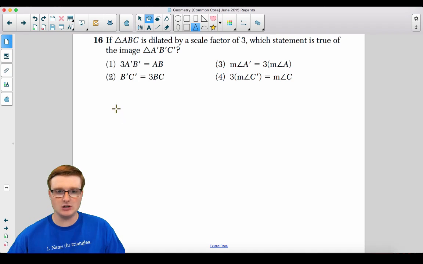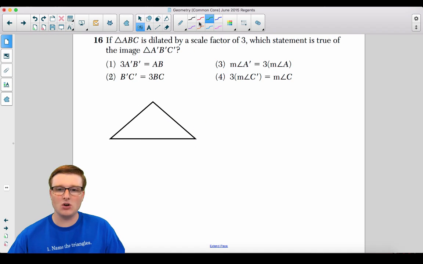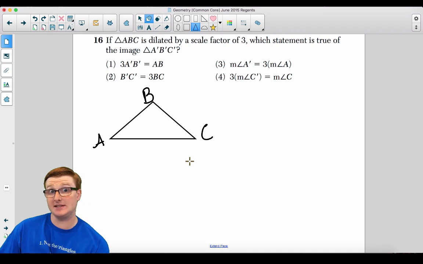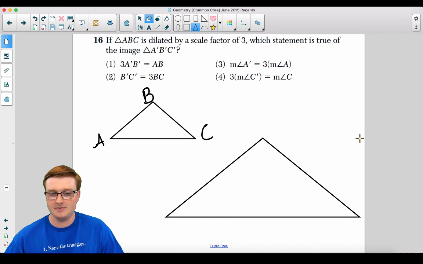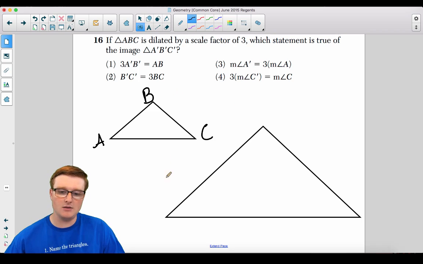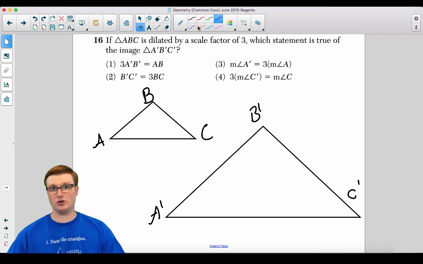So what you have to do is draw. Always draw. Draw a triangle and call it ABC. Now, our job is to dilate this by a scale factor of 3, and I'm just going to do a pretty rough sketch of this. That could be a scale factor of 3, probably. Now, this is triangle A prime, B prime, C prime. Now, which statement is true?